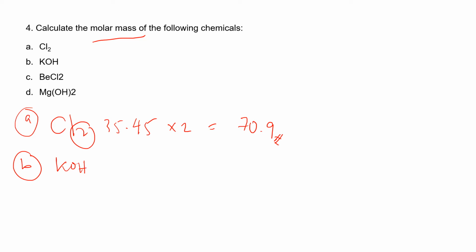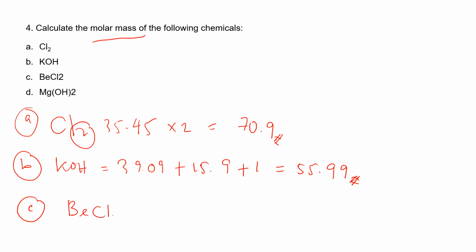B, potassium hydroxide. So the atomic mass for potassium is 39.09 plus the atomic mass for oxygen is 15.9 and the atomic mass for hydrogen is 1. So when you total up, the answer is 55.99.